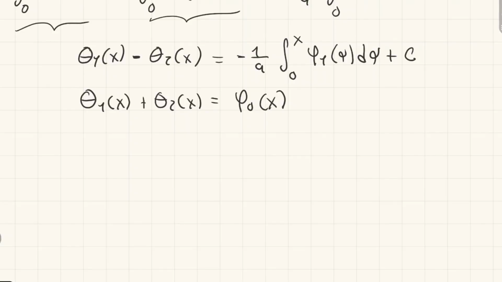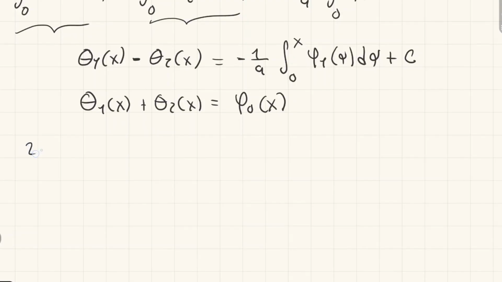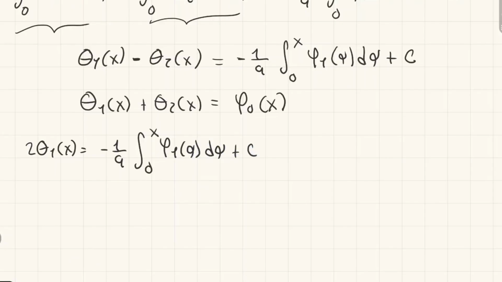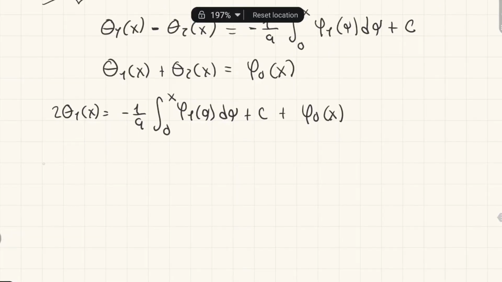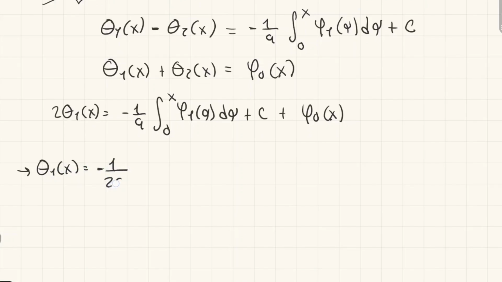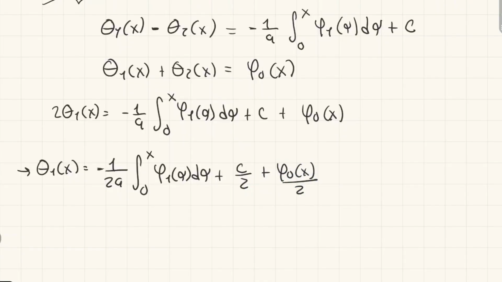Okay, so if we sum, we are going to get 2 theta 1 of x equals minus 1 divided by a, the integral from 0 to x, phi 1 of alpha d alpha plus c, and then plus phi 0 of x. Perfect. So from here, we can get that theta 1 of x is equal to minus 1 divided by 2a, the integral from 0 to x, phi 1 of alpha d alpha plus c divided by 2 plus phi 0 of x divided by 2.